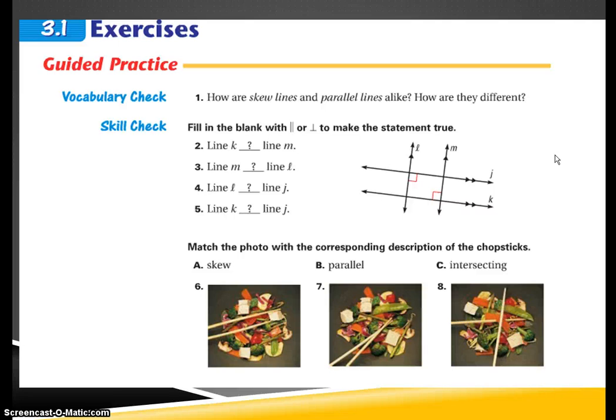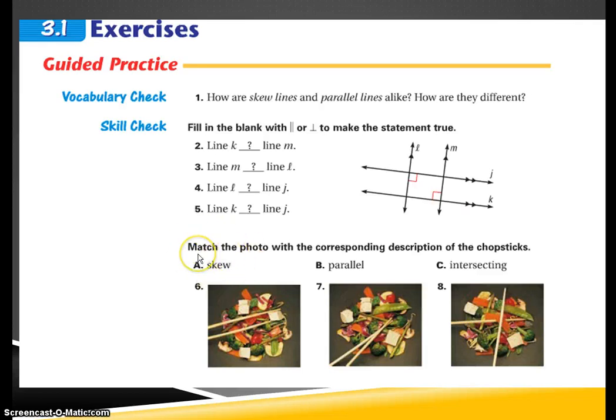This is the guided practice. How are skew lines and parallel lines alike, and how are they different? These are some things to think about. If you look at K and M, would they be parallel, perpendicular, or neither? Line M and L and J, K and J. And then down here, this is an interesting one. I like 6, 7, and 8. You're deciding if you have skew, parallel, or intersecting lines.